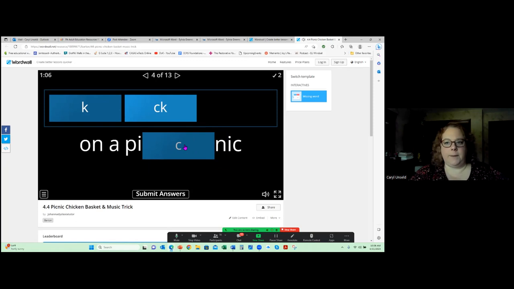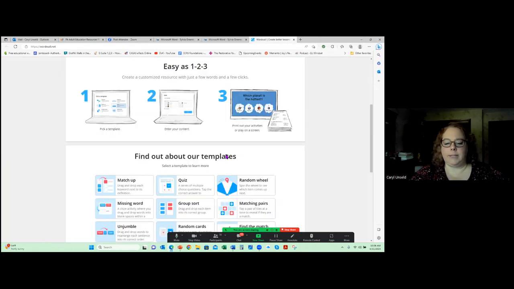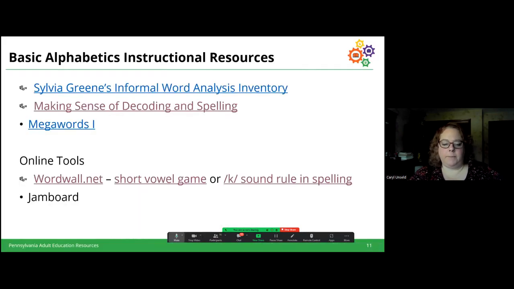This is one option for online tools that you can use with teaching alphabetics. And then the last thing, I don't know if any of you use Jamboard, but I am a fan of Jamboard. And actually I'm going to show you that in the next section. I got ahead of myself a little bit. We're going to look at Jamboard in just a minute.